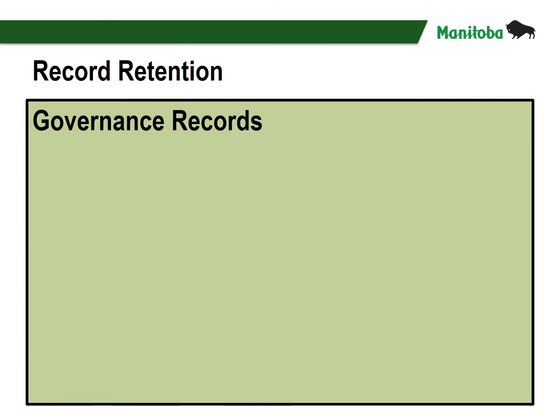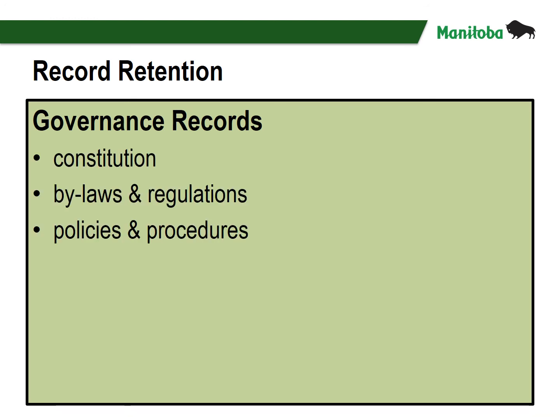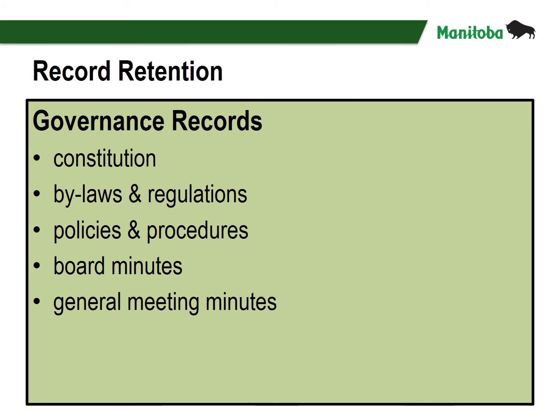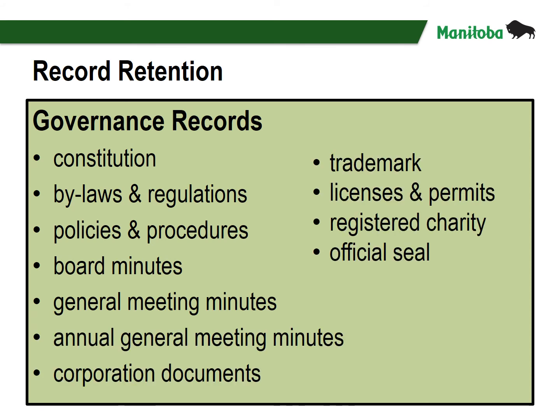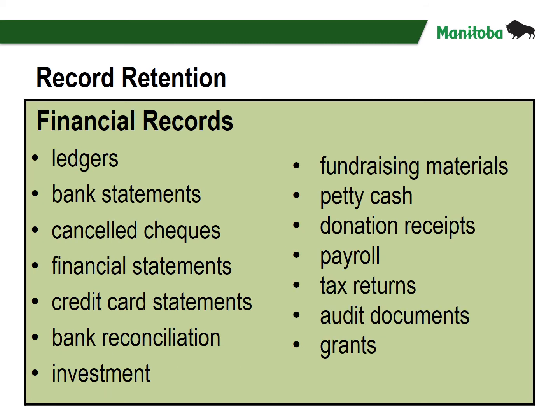This slide contains a list of governance-related documents that should be kept according to the Corporations Act. They include your Constitution, bylaws, policies and procedures, board minutes, general meeting minutes, annual general meeting minutes, corporation documents, and a number of others. A number of other important financial records are listed here.